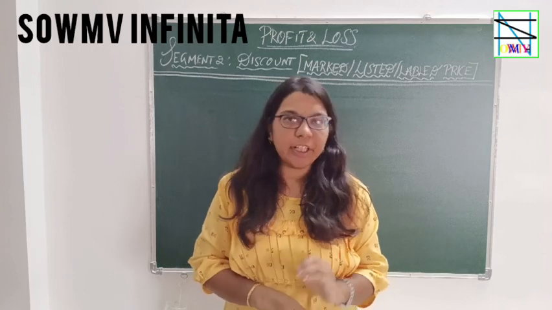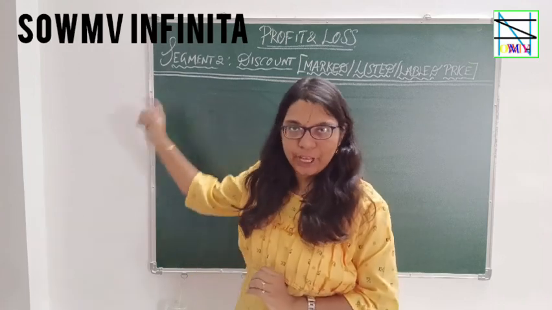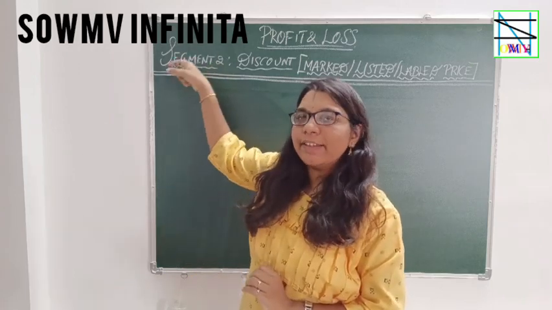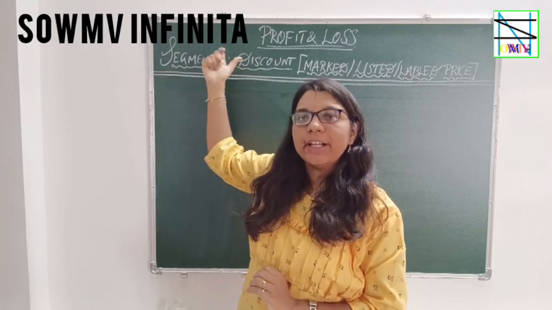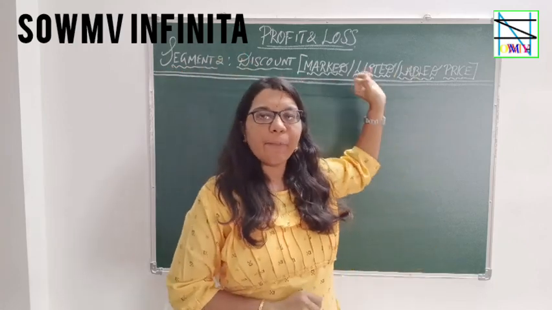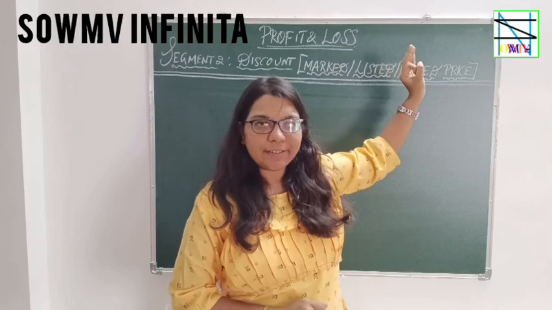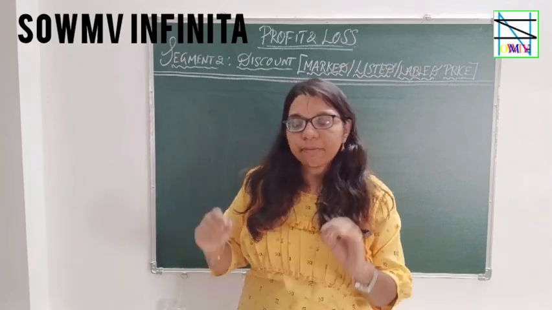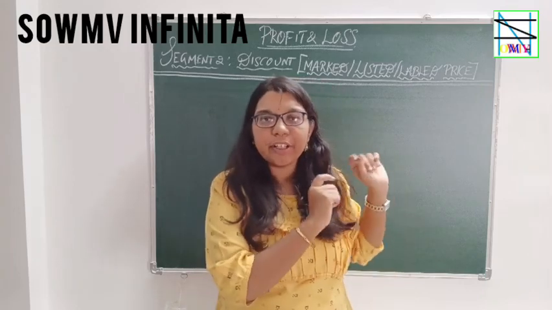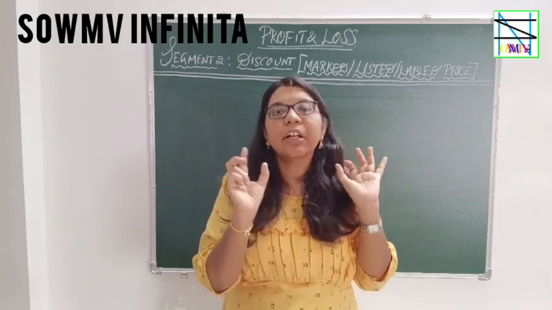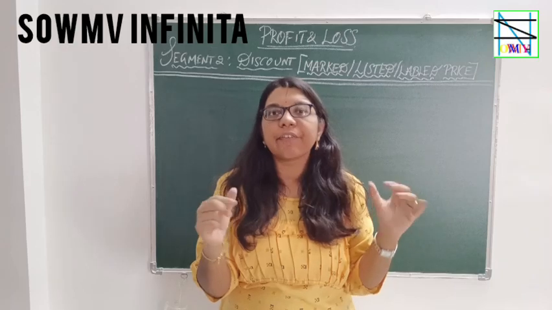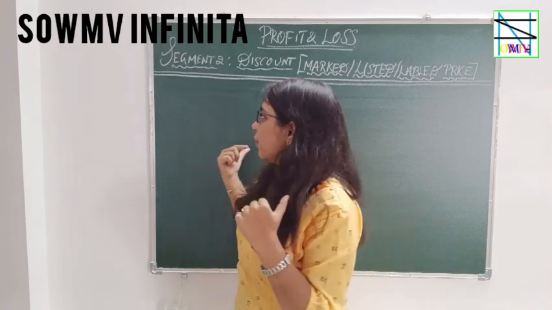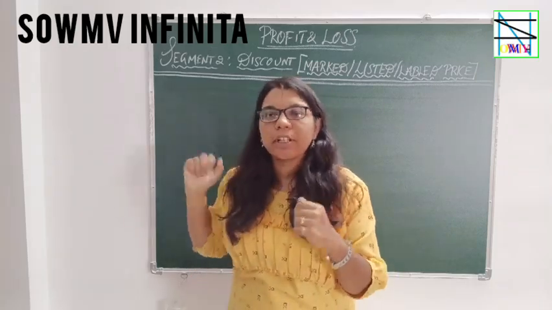Hi, this is Sowmiya. In this session, we will discuss the aptitude topic of profit and loss, in the segment on discount. This discount has the keywords marked price, listed price, and labeled price. These are three other keywords for discount questions. We already saw that the profit and loss cost segments have 8 types. Today we discuss segment 2.